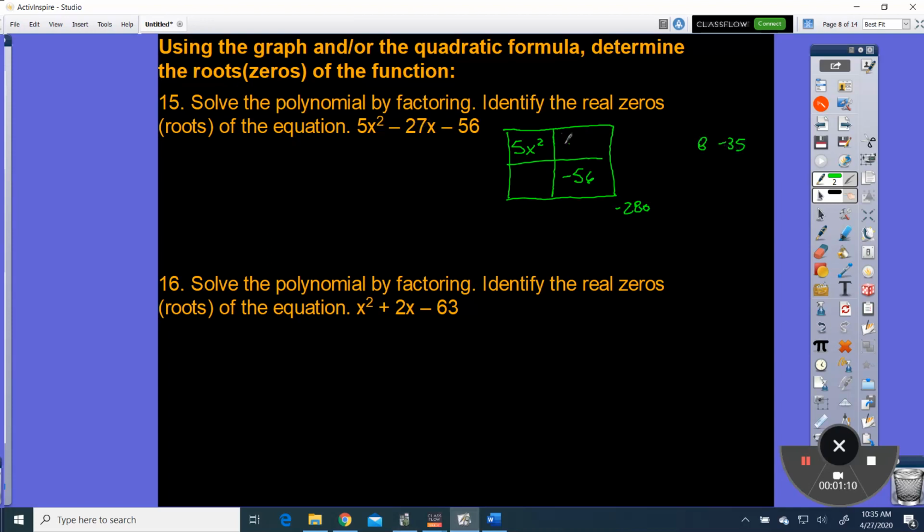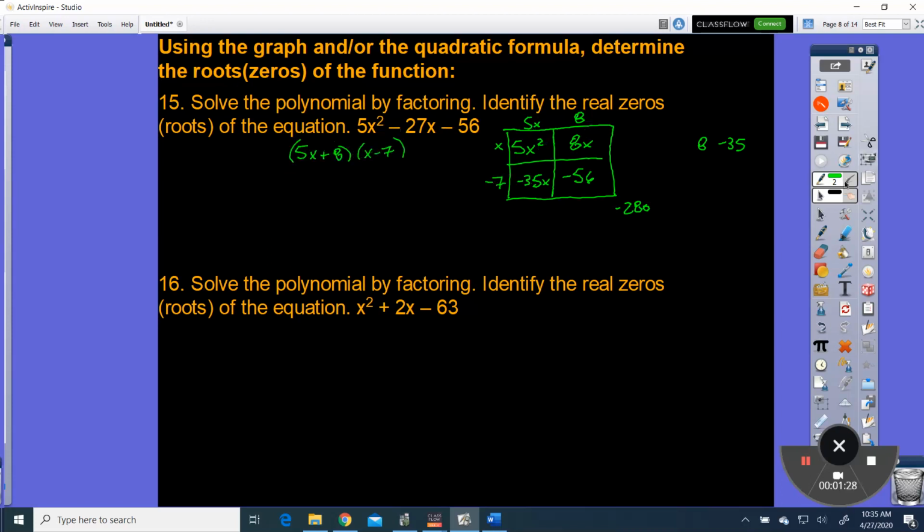So I can put those in here. 8x, negative 35x. So this way they're divisible by 5. This way that's only divisible by 8. And then that's a negative 7. So 5x plus 8 and x minus 7.